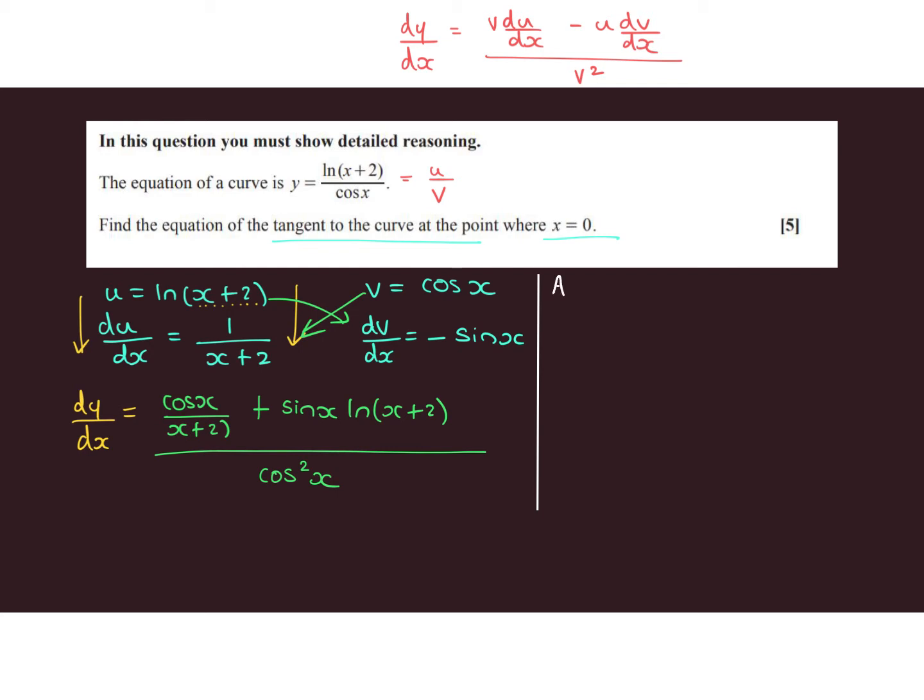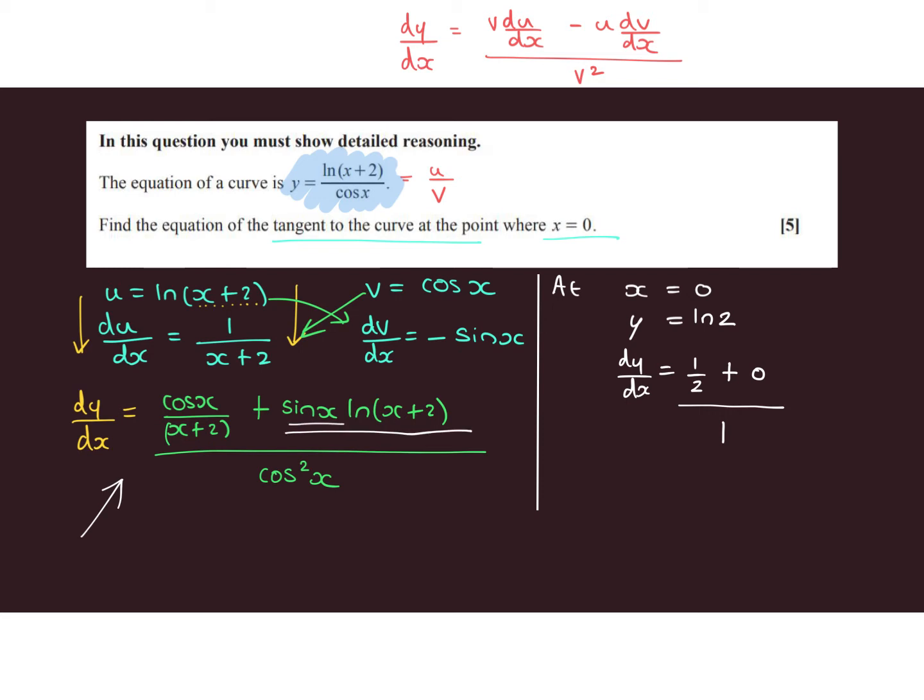I'm simply going to work out when x equals 0, I'm going to find the y coordinate by substituting into the equation here. So x equals 0, y is equal to ln of 2, and dy by dx we will find by substituting x equals 0 into this function here. Now cos of 0 is 1, so we end up with a half, plus now sine of 0 is 0, so this part just becomes 0, and in the denominator cos squared of 0 is just 1 as well, so dy by dx is equal to a half.